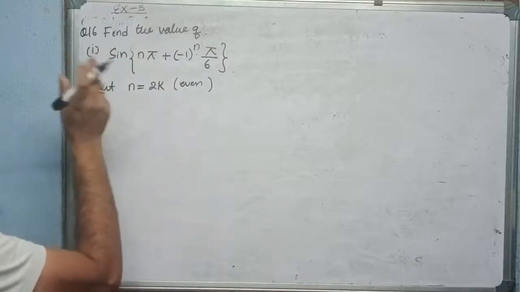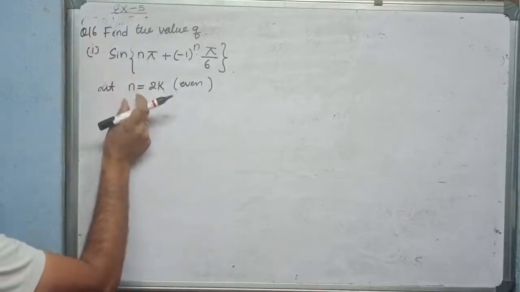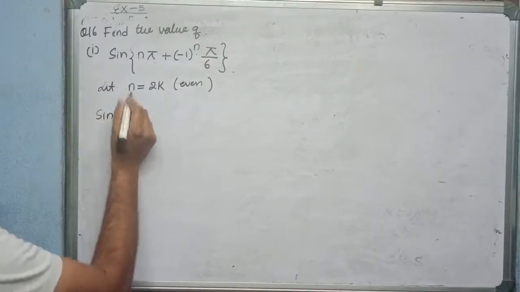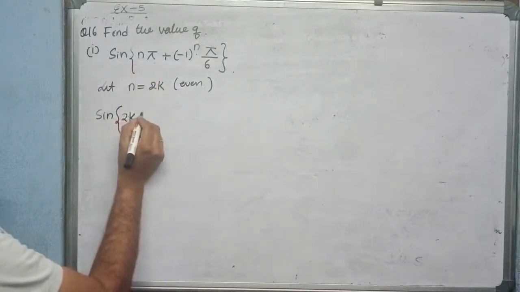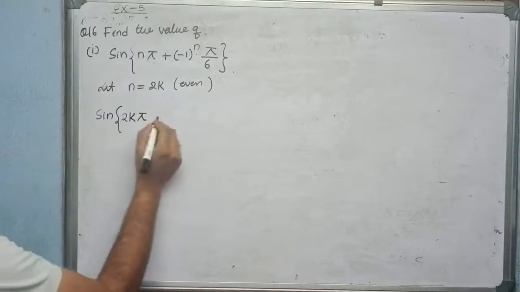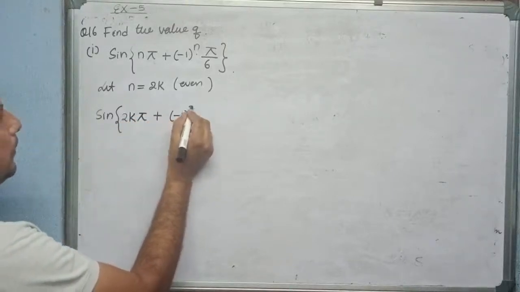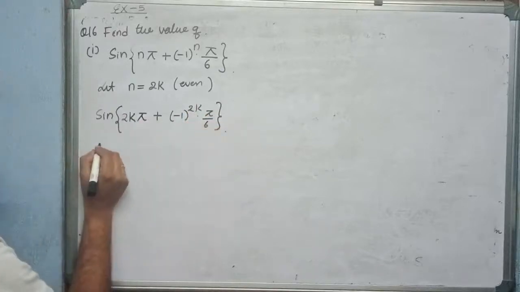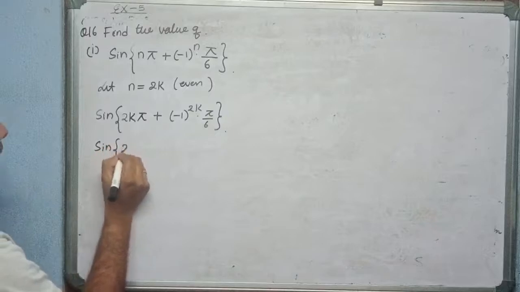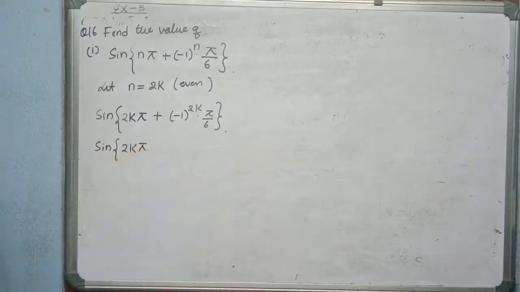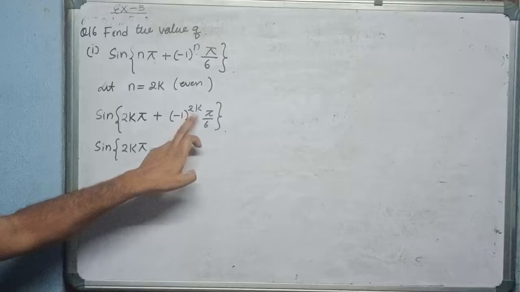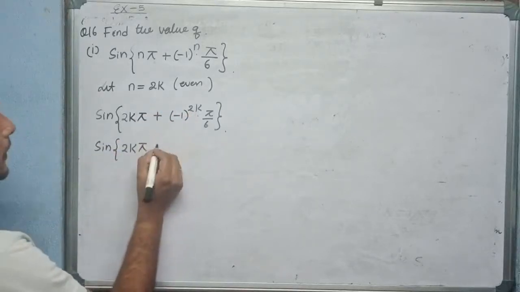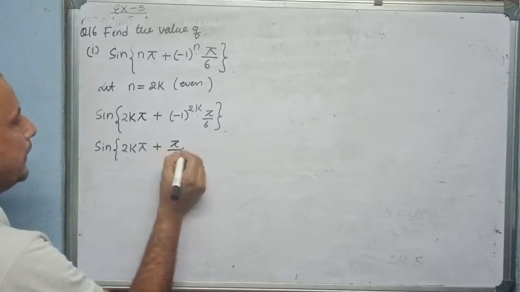First of all, I'll try to find the value of this quantity considering n is even. So sine, n is even means it is sine of (2k pi plus (minus 1) to the power 2k into pi by 6). Negative number to the power even number is always positive, so sine of (2k pi plus pi by 6).